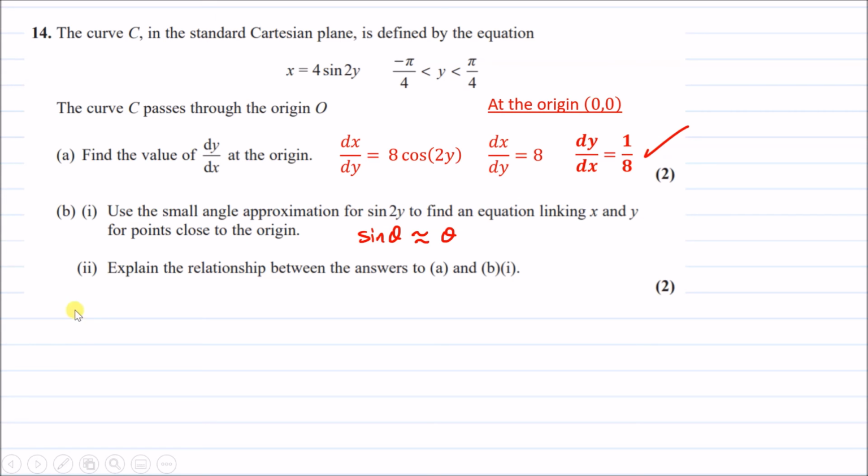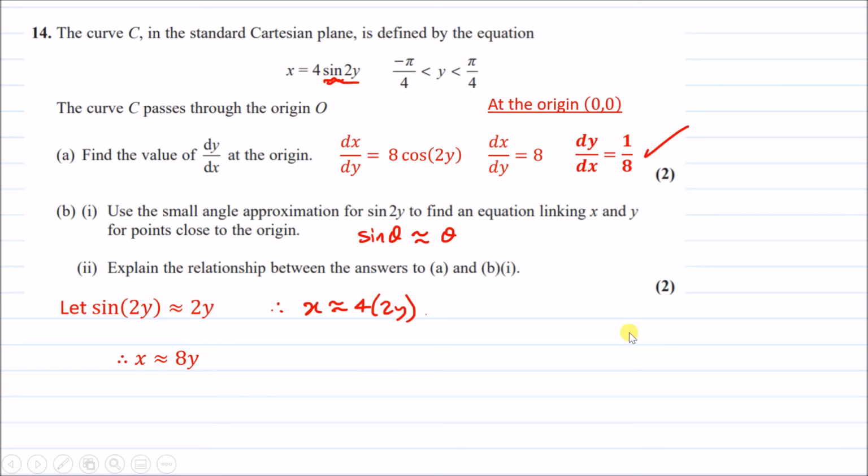Now, for part 2, it says explain the relationship between, oh wait, we haven't even done it yet. Use a small angle approximation for sine 2y to find an equation linking x and y. Okay, so let's do the same thing. If sine theta is approximately theta, that means sine 2y is approximately 2y. So we could actually replace this sine 2y with 2y from the beginning. So we're going to say, okay, that means x is approximately 4 times 2y. So therefore, we can say that x is approximately 8y. And part 2, explain the relationship between the answers to A and BI.